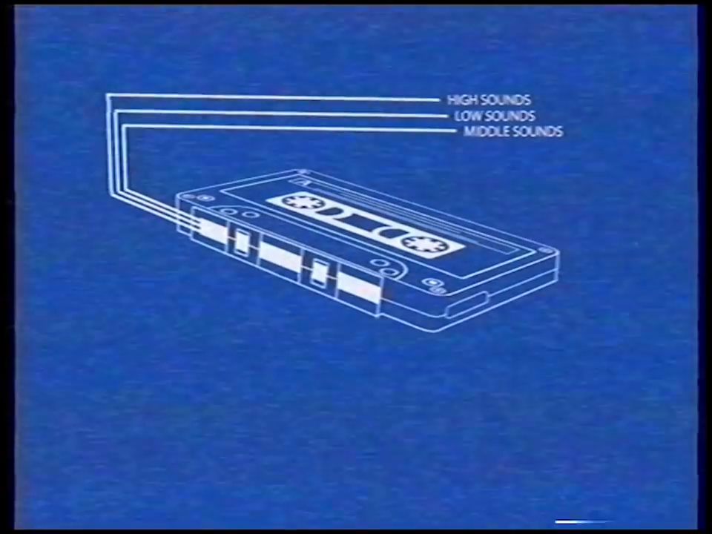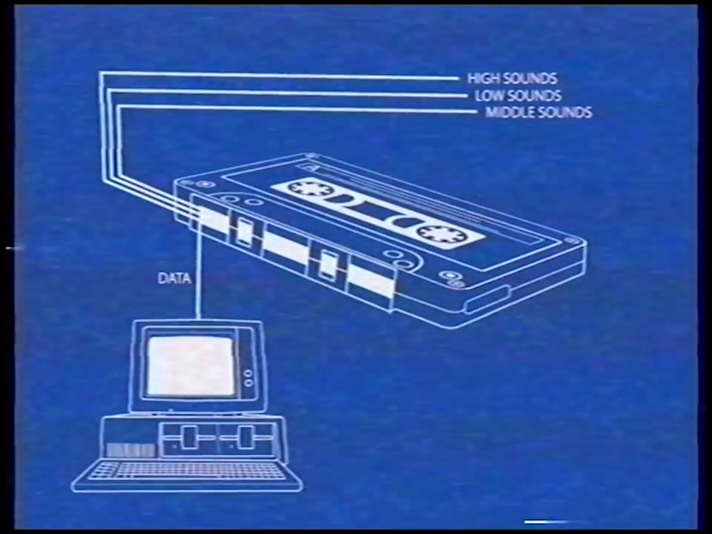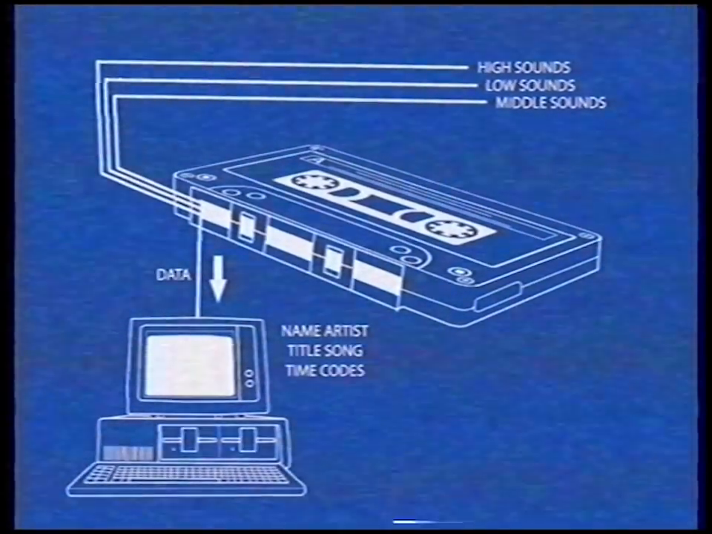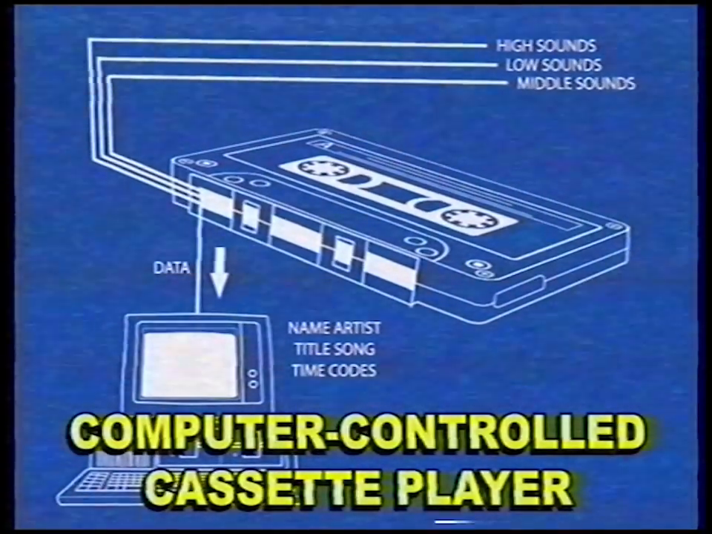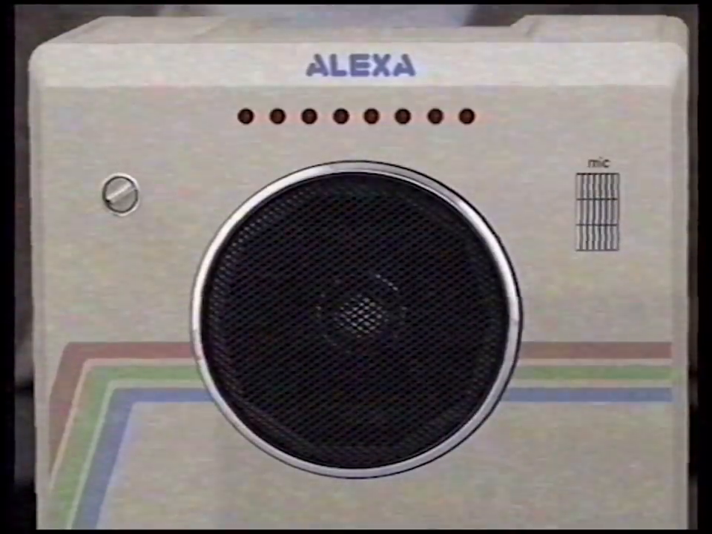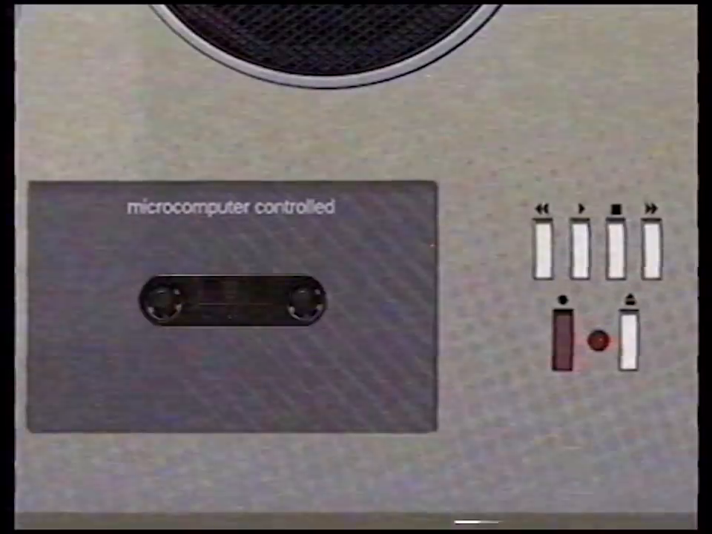But what about the fourth track? Amazon Music doesn't use that track for music. It stores digital information on it, like the name of the artist and the title of the music. This makes it possible to computer control the tape. Let's try it. Alexa, please play Prelude in E minor by Chopin.